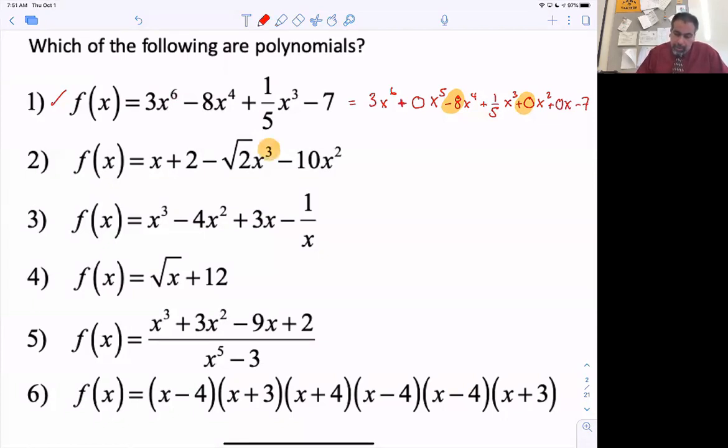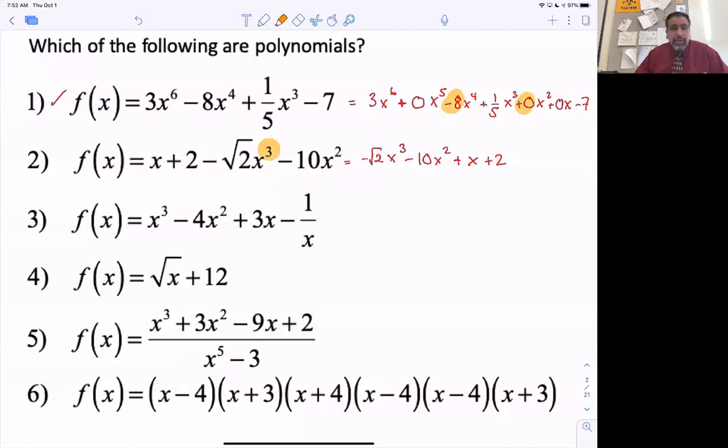So I'm going to try to rewrite this, bring that in the front. So that's going to be negative root 2 times x cubed. Now I'm going to drop it by 1, and I've got that term as negative 10x squared. I want to drop it by 1 again, and I've got a plus x. And now if I drop it by 1 again in the exponent, I'm not going to have an x, so that's just going to be plus 2. This follows the pattern of an x to the 3rd, an x to the 2nd, an x to the 1st, an x to the 0. Looking good.